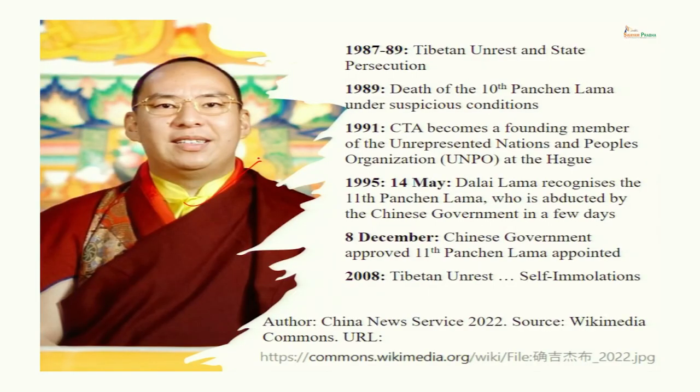I think his age was a few years. So 1995, so 6 years old. The 6-year-old child disappeared, and instead of him, China nominated their own Panchen Lama. So this is the 11th Panchen Lama, who is approved by the Chinese government. So he was installed. He was a young boy, a young child at that time.